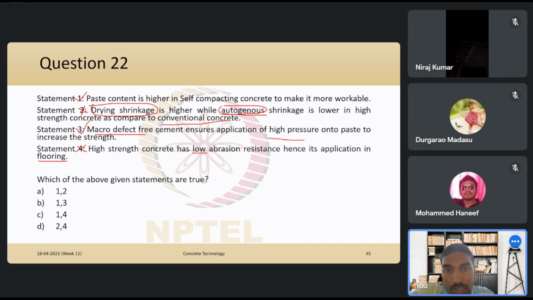But here the statement is giving the opposite result. It is actually higher, not lower. And because it has a higher resistance to abrasion, that's why it's used in flooring. So the reasoning given is incorrect. Statement 4 is wrong. So out of the 4, only statements 1 and 3 are correct, which is given in option B. So the right option is B.